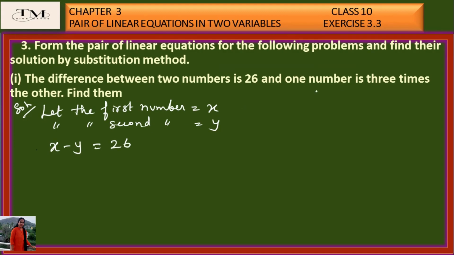So next, one number. Let me take the one number as x. One number is 3 times the other number, which is y. So x is equal to 3y. So we framed the equations.